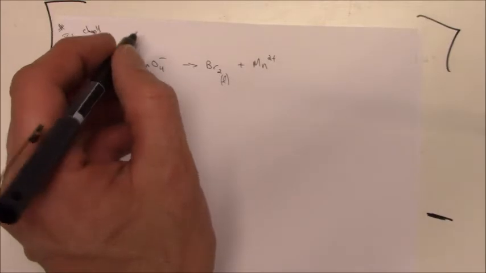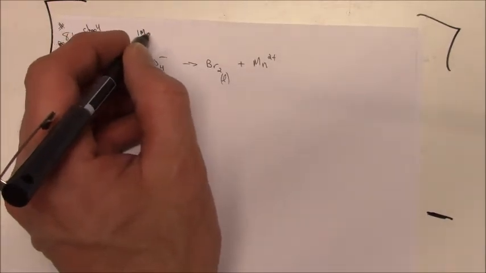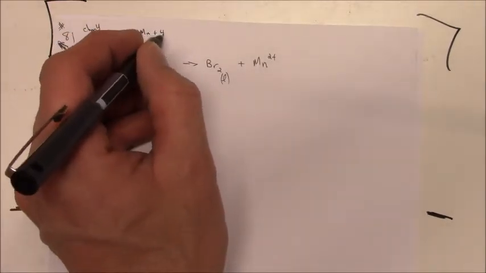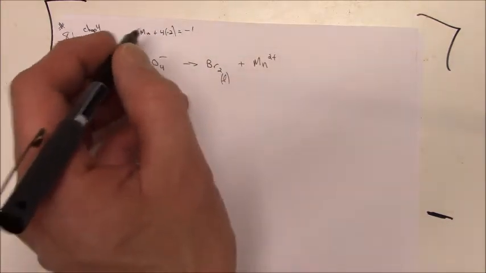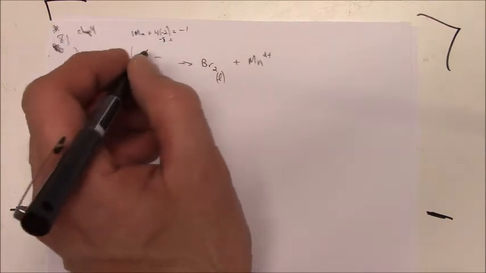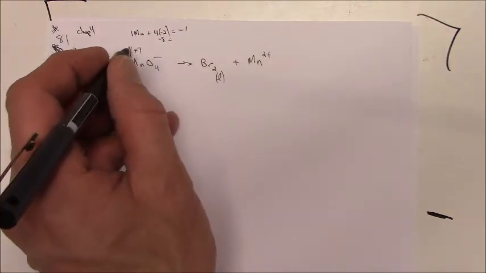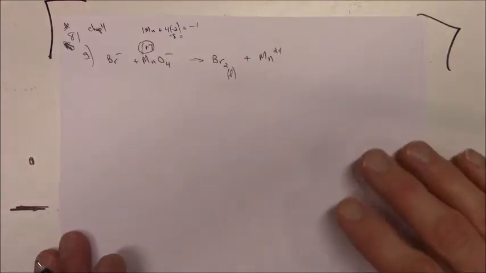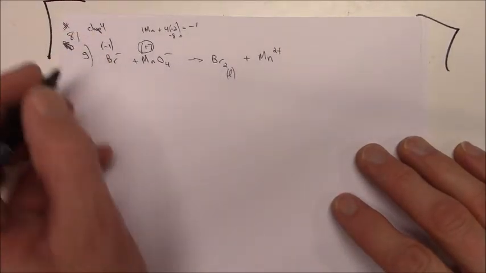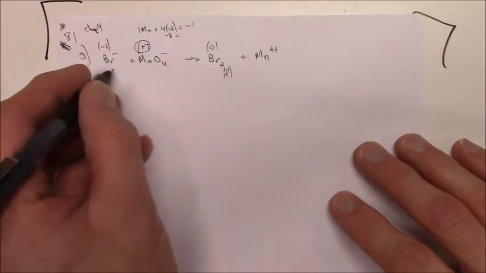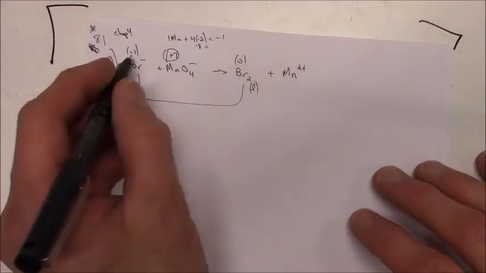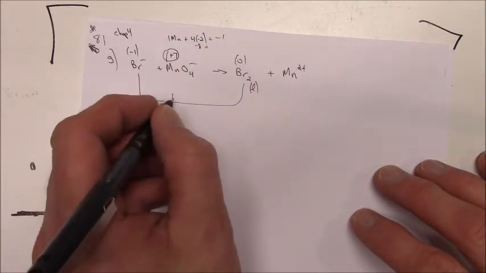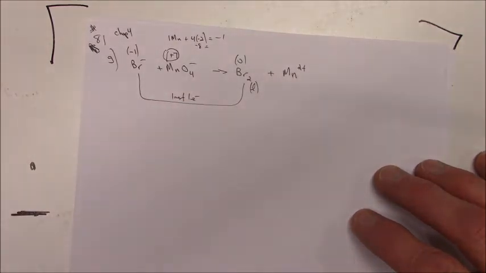This manganese, you've got 1 manganese plus 4 oxygens, each at -2, equaling -1. So this is -8. Bring it over. This is plus 7 manganese. This bromine is obviously -1, and this goes to 0. So if you're at -1 and you go to there, you have lost 1 electron, the bromine.